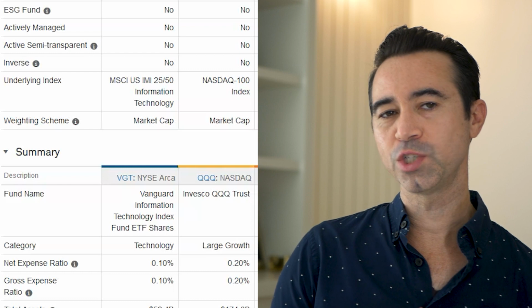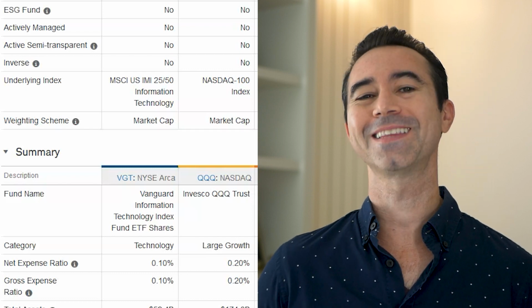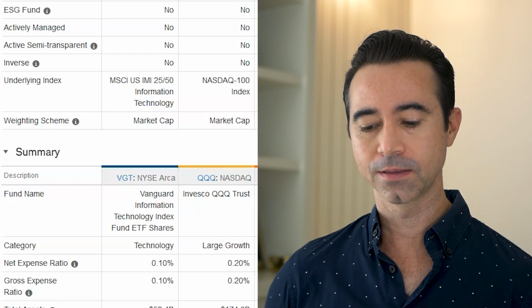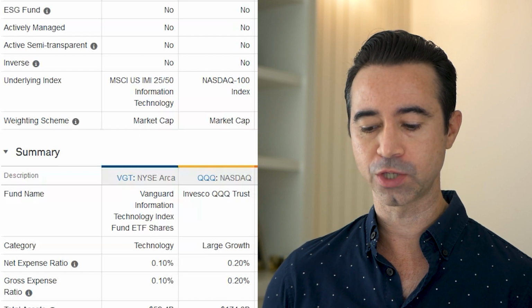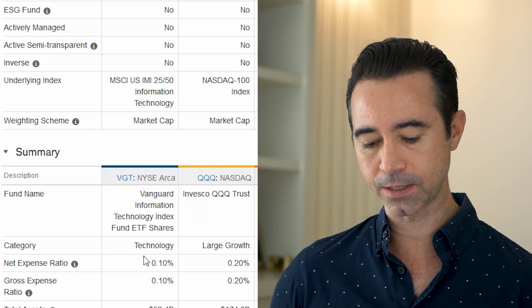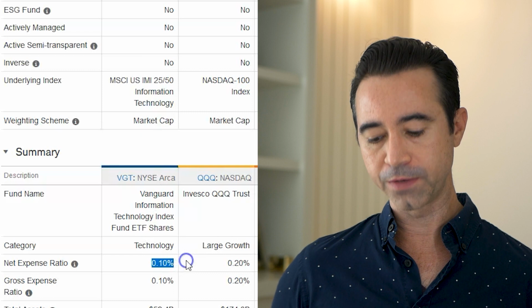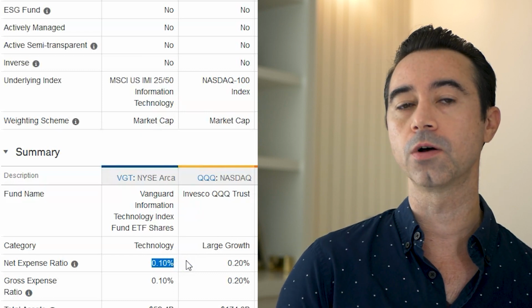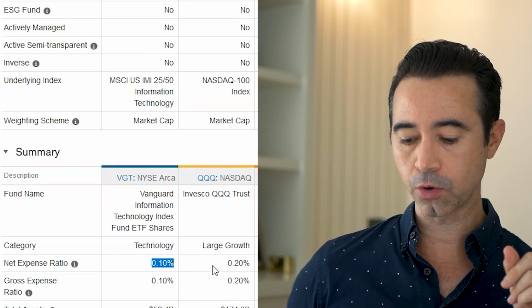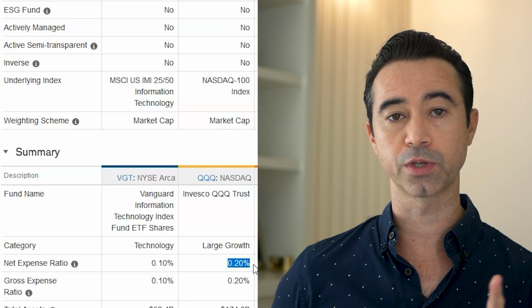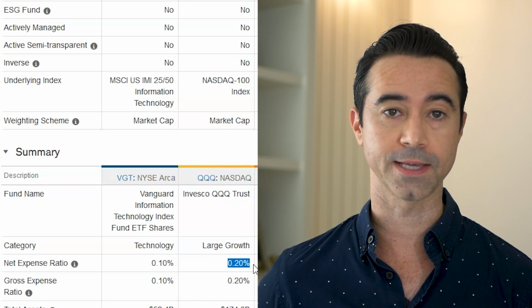Okay, so in terms of VGT versus QQQ, let's talk first about the expense ratio. Here you see the two ETFs comparing each other. Down here, the net expense ratio of VGT is 0.10%. So it's actually less money to own VGT than it is to own QQQ, which is 0.20%. To start, you might say to yourself, why are you spending more money to own QQQ than VGT? Does it really do a better job? Is it going to make you more money going forward? That's a question you might want to ask yourself.